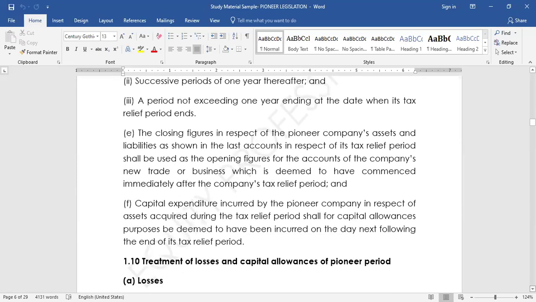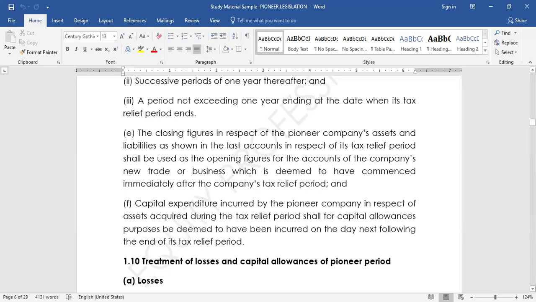However, for the last year of the pre-pioneer period, assuming the company makes a loss before the pioneer period, how do we treat such a loss? A loss made in the pre-pioneer period is a terminal loss. That loss cannot be relieved again. We call that loss a terminal loss. It's finally lost. You can't relieve it against any profit again. That means if you have any unrelieved losses in the last year of the pre-pioneer period, such losses are called terminal loss. That loss is finally lost. You cannot relieve it against any profit again.